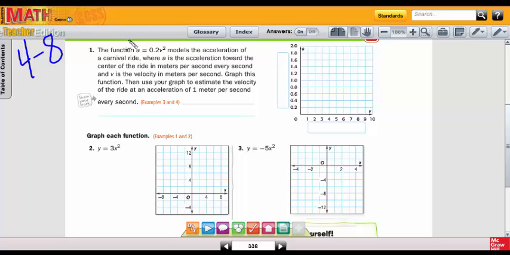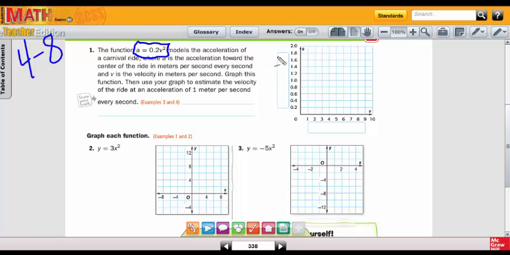Problem number 1, they tell us the function a equals 2/10 v squared models the acceleration of a carnival ride, where a is the acceleration toward the center of the ride in meters per second every second, and v is the velocity in meters per second. Graph this function, then use your graph to estimate the velocity of the ride at an acceleration of 1 meter per second every second. So let's take this a step at a time.